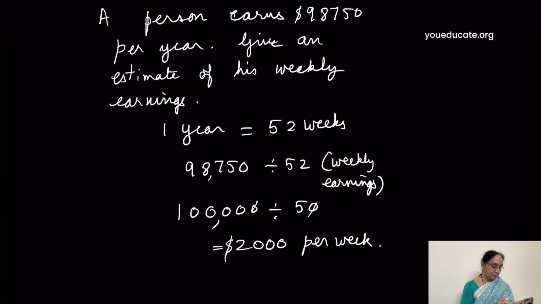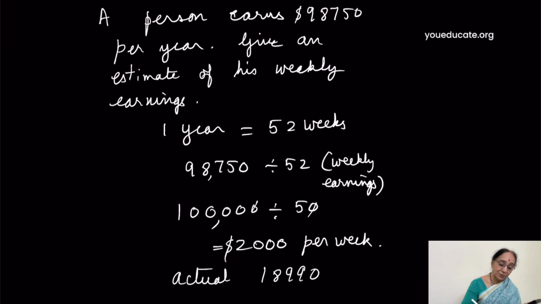98,750 divided by 52. That gives me the actual answer, which is 1,899. So we have a figure which is slightly above 1,899 by roughly $100.